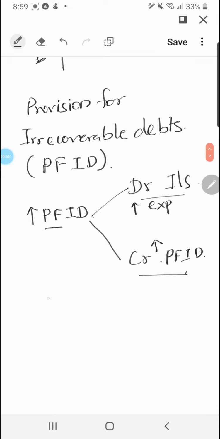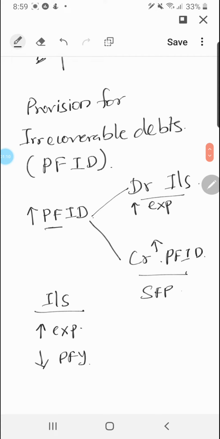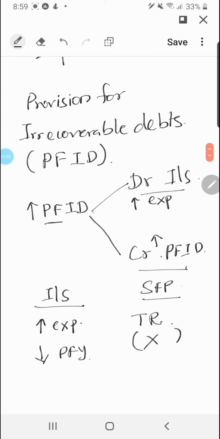Therefore, the impact on income statement and the impact on SFP would be: income statement expense would increase, therefore it will reduce the profit for the year. Whereas in statement of financial position, from your trade receivables, you deduct the amount of provision for irrecoverable debts for the year because there is an increase.